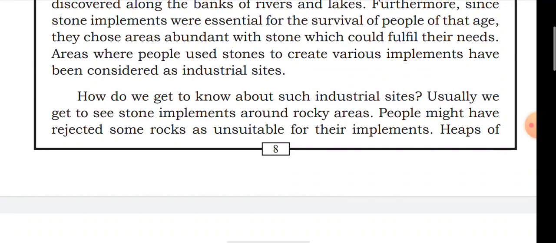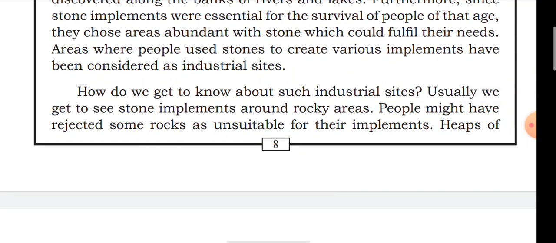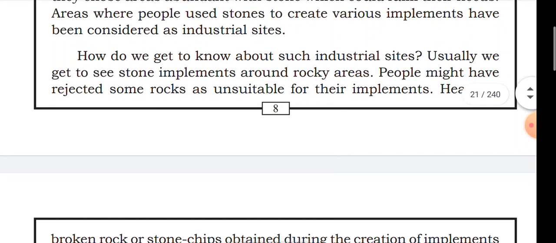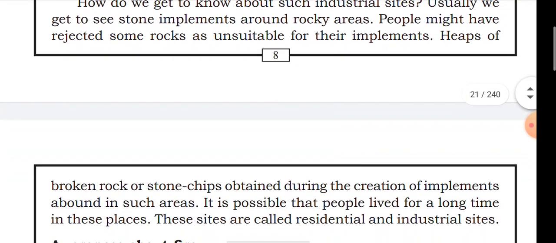Usually, we get to see stone implements around rocky areas, right? We get stones in abundance at rocky area sites. So here, historians or archaeologists concluded that people might have rejected some rocks as unsuitable for their implements, because every rock is not fit for making certain implements. So, heaps of broken rock or stone chips obtained during the creation of implements abound in such areas.